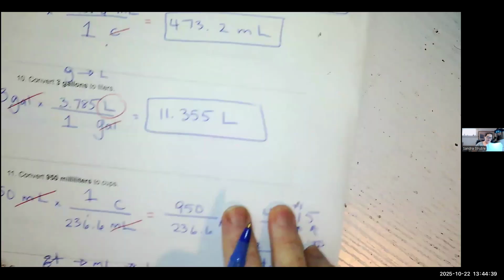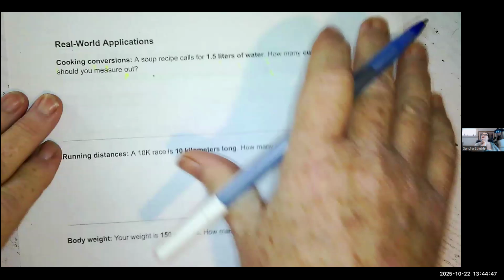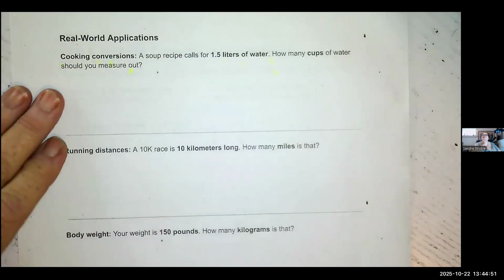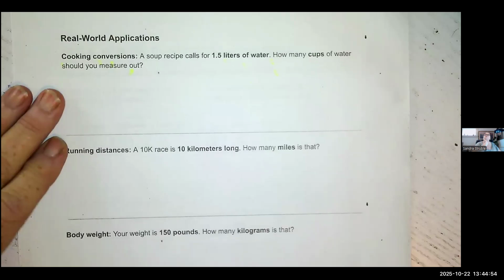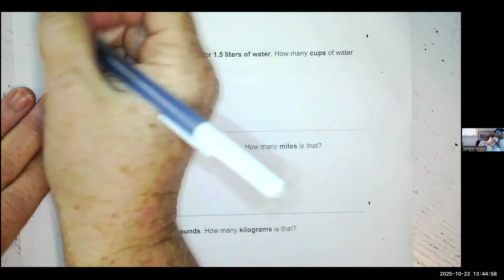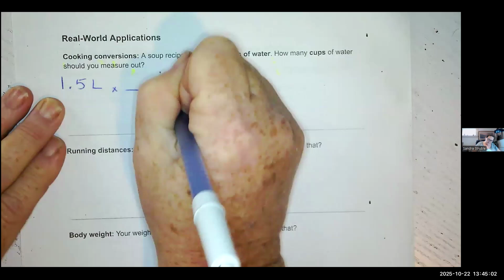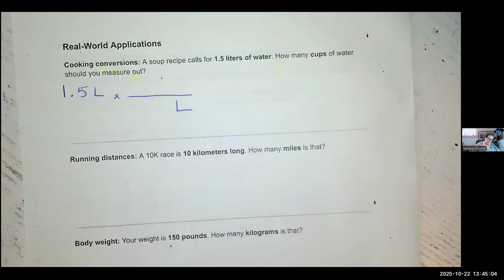All right, last page, real world applications. Here's a cooking conversion. A soup recipe calls for 1.5 liters of water. How many cups of water should you measure out? So 1.5 liters is what we're starting with. Get rid of liters. Can we go directly from liters to cups? Milliliters.